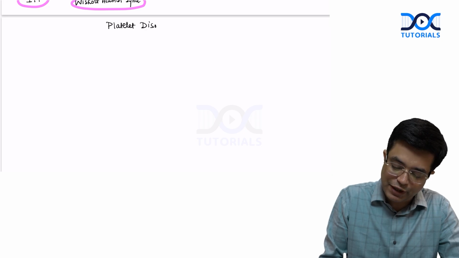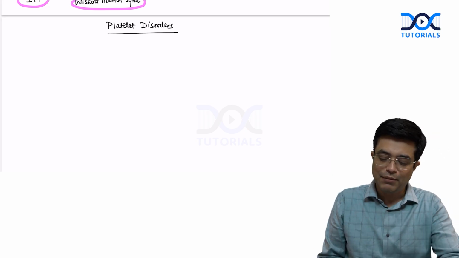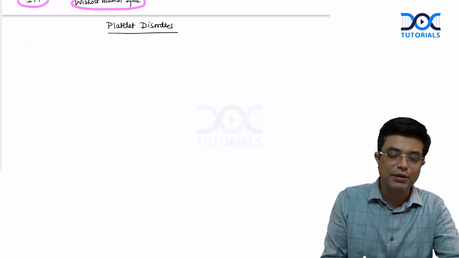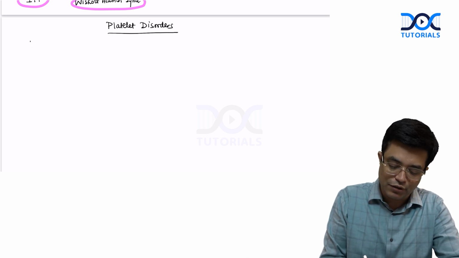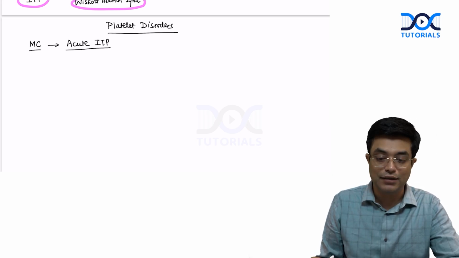I will be very brief. I will not go into the hematology part. I will go into the clinical part. In platelet disorder, the most common platelet disorder found in children, the most common cause seen in children, is acute ITP. Remember that chronic ITP is a disease of the adults.